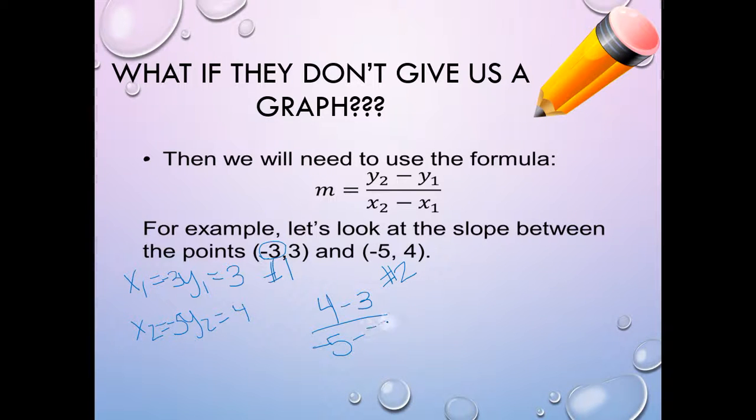So I'm going to do subtract a negative 3. 4 minus 3 is 1. Now, negative 5 minus a negative 3. When I have double negatives like that, remember, you're going to get positive. So I'm going to get a negative 2 out of that. So I'm going to have a negative 1/2 for a slope.